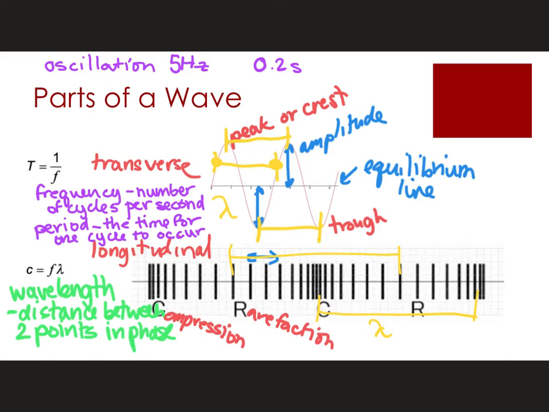The only last thing I have on this slide here is this equation c equals f lambda. c stands for the wave speed, equals the frequency times the wavelength. Now the frequency is the number of cycles per second times the wavelength, which is the distance that wave travels. So this is actually just the same as saying distance divided by time. That is a wave speed.